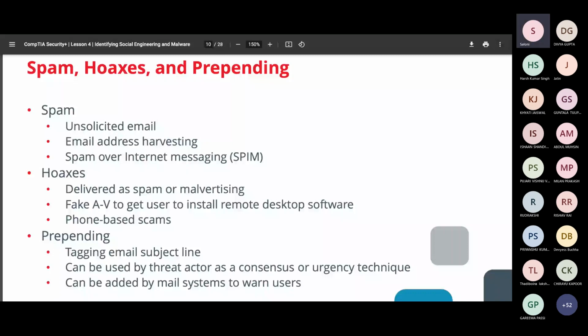Now that we have spam, hoaxes, and pretending, how many of you are aware of this term spam? I think the majority is. Spam mails कौन सी होती है? Spam क्या होता है? Yes, guys. So, any unsolicited email, or we can say spam term जो हम बहुत use करते हैं.